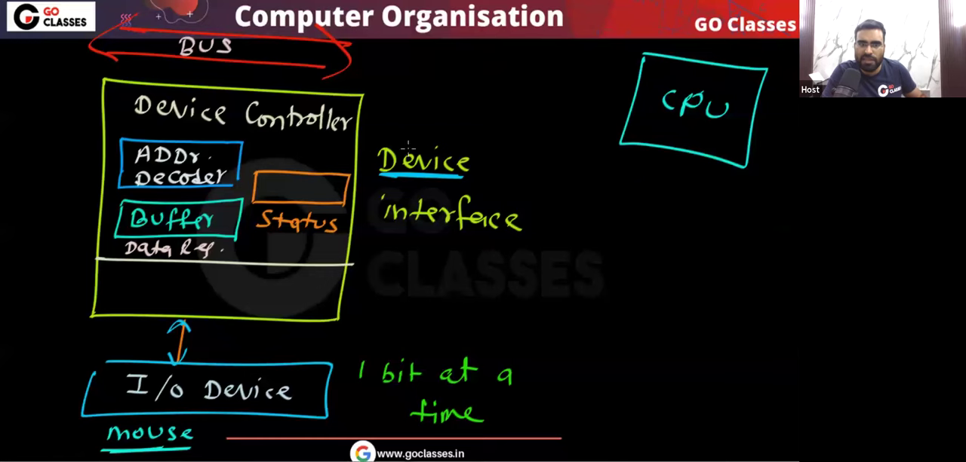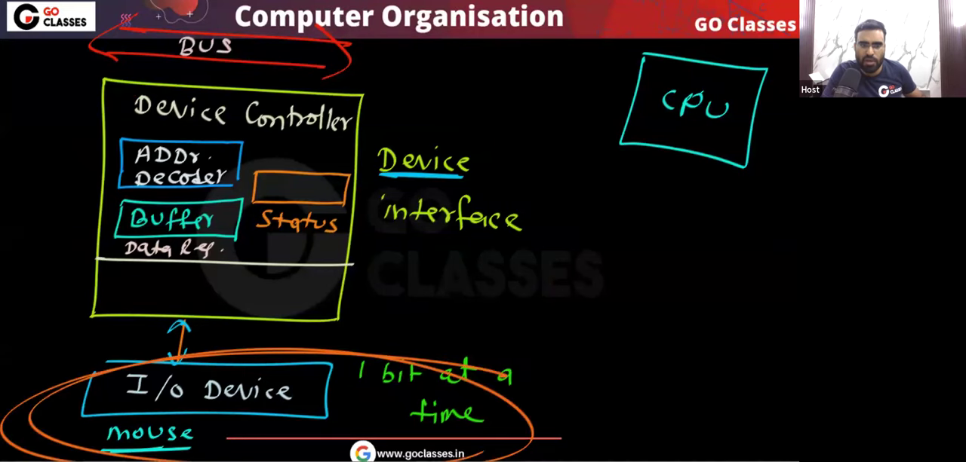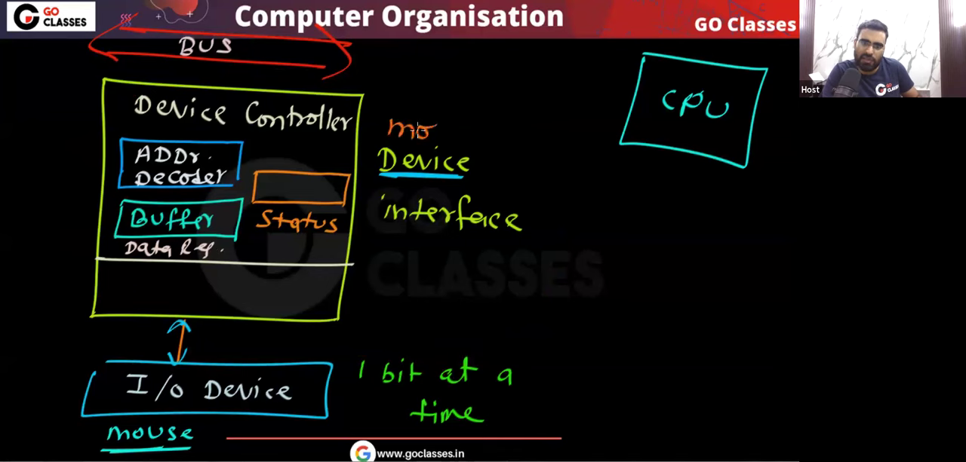This CPU will interact with the interface. Remember, the CPU will not communicate with the IO device. The CPU will communicate with the interface of this IO device. This IO device, this mouse, has this interface. Now, very simple. This CPU wants data from the mouse.